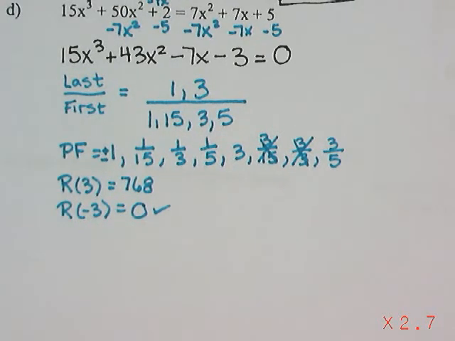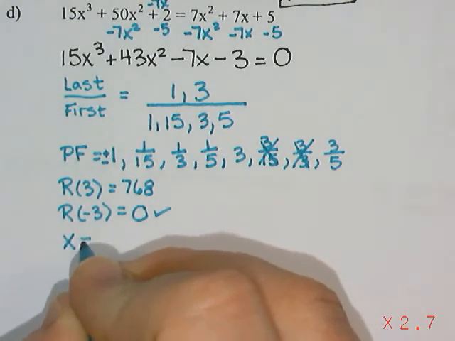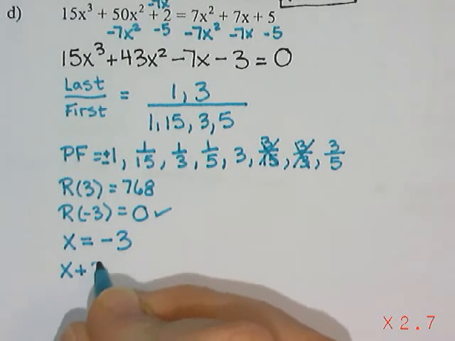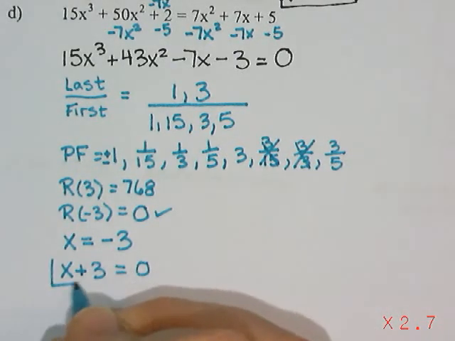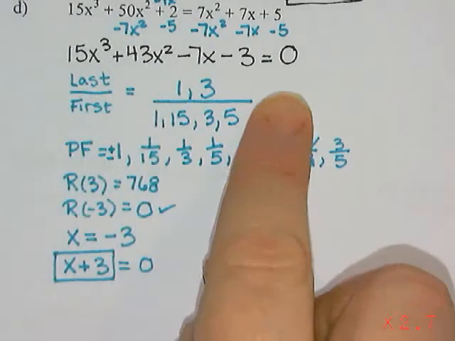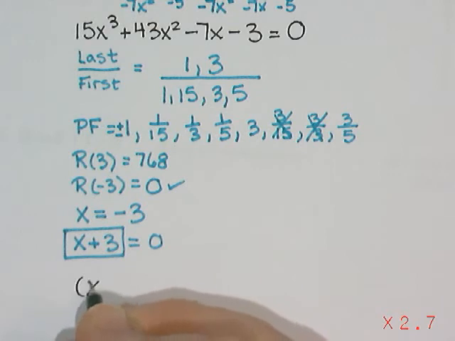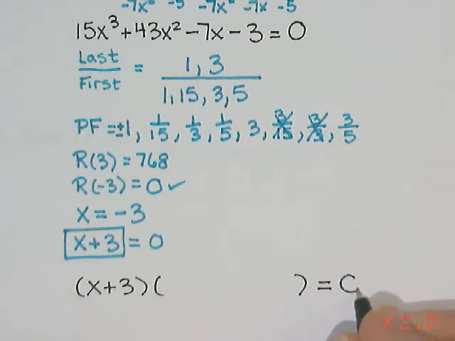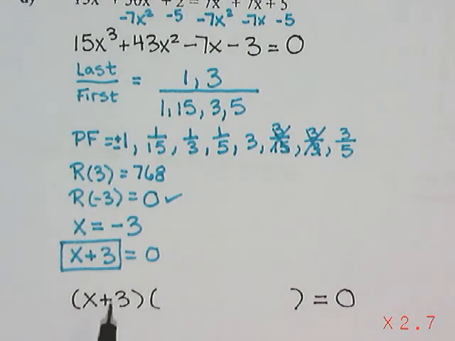So negative 3 is not actually the factor. Negative 3 is what I would get if I set the factor equal to 0. So what we do is we say that x equals negative 3 is the number that gave us a 0. And then I move that to the other side to get x plus 3, which is the factor. So what this means is that my equation here is going to be x plus 3 times something equals 0, right? So I know that one of those brackets, when this is factored, is going to be x plus 3. How do I find the rest of that expression?